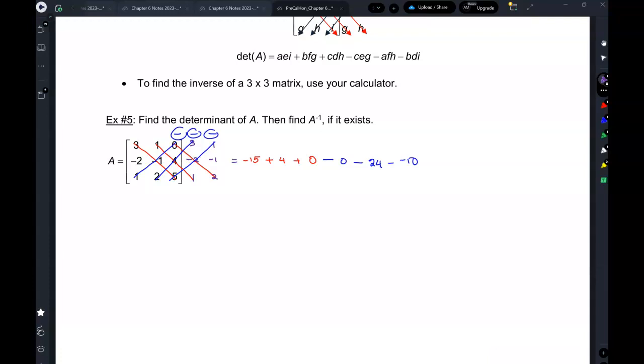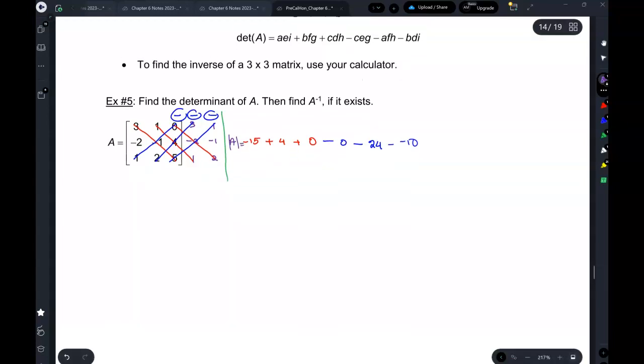Oh my God. I have such horrible notation here. This is not equal to that. I would so take points off if somebody did that. Here, we're just going to write determinant. Determinant of A equals that. Okay. So determinant of A, if I add all this out, what do I get? Negative 25. So that is the determinant.